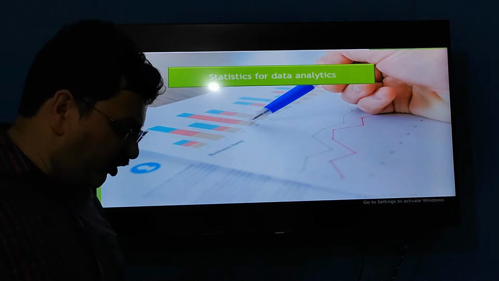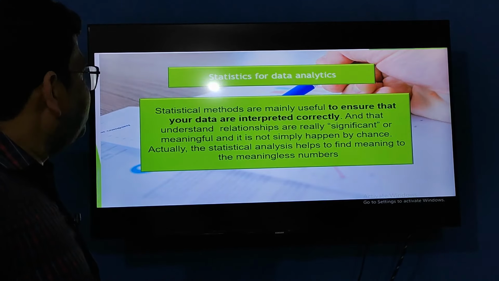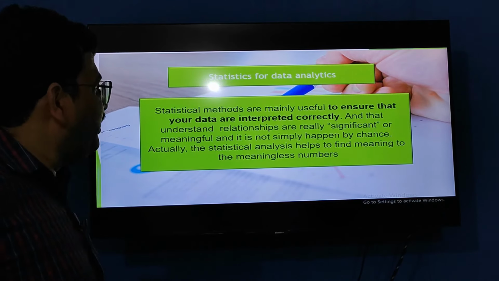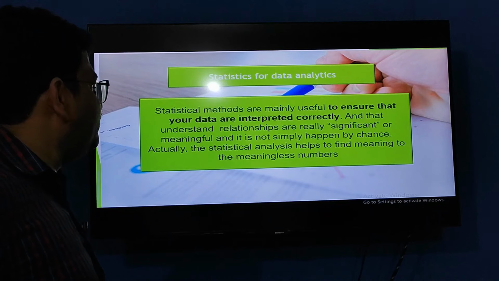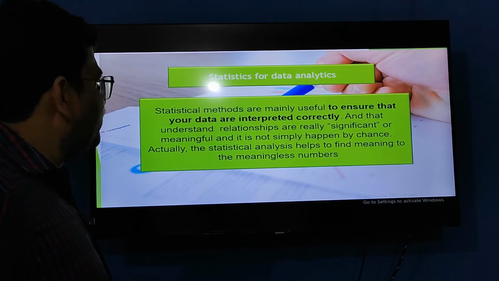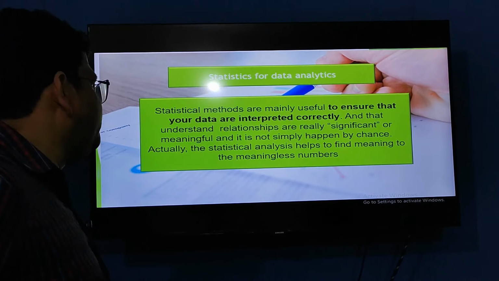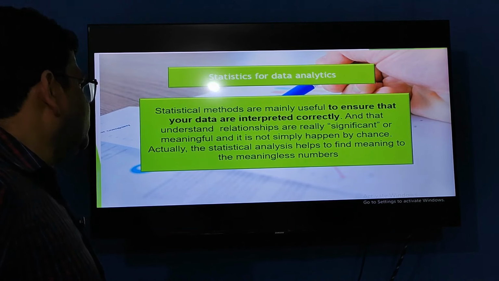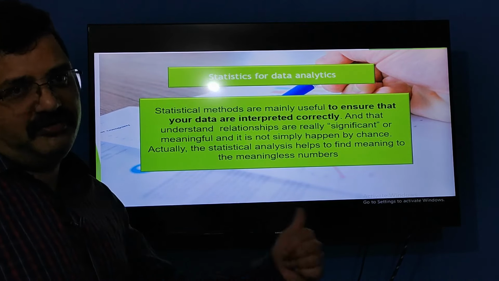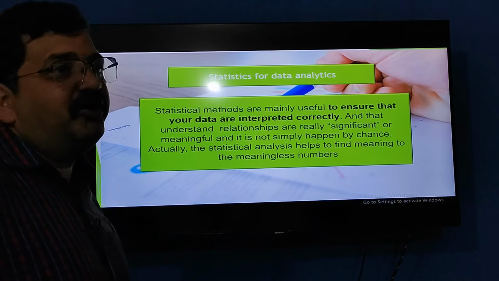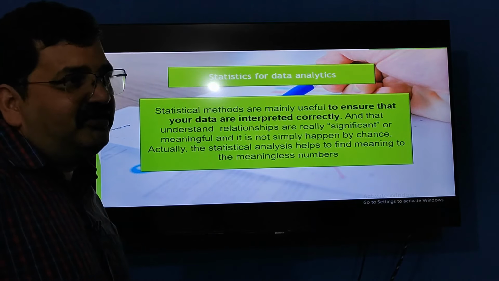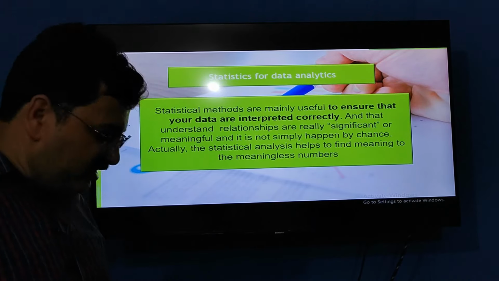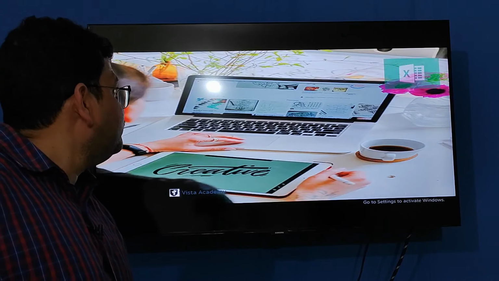Statistics for data. These are some of the tools you should learn while pursuing the course, first of all, statistics. Why is statistics used? Statistical methods are mainly used to ensure that your data is interpreted correctly and that relationships are really significant or meaningful, and not simply happening by chance. Statistical analysis helps to find meaning in the numbers. Statistics is a number game, so you have to understand it. First of all, you will learn statistics in the program.